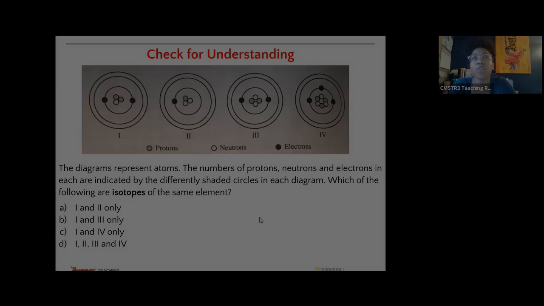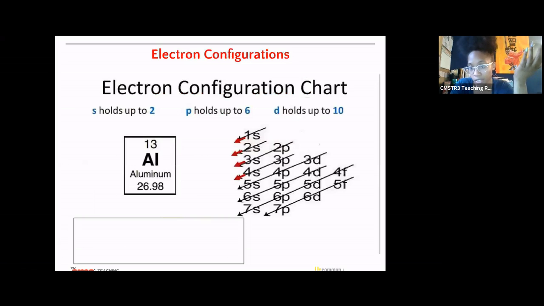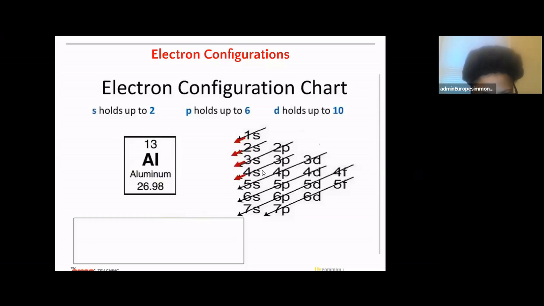So electron configurations are a way to essentially tell the location of an element based on its electrons. In order to do that, you're going to need to know a couple things. First, how to identify the elements on the periodic table and use their atomic numbers, which is the top one. Then you need to know the order of the sublevels.